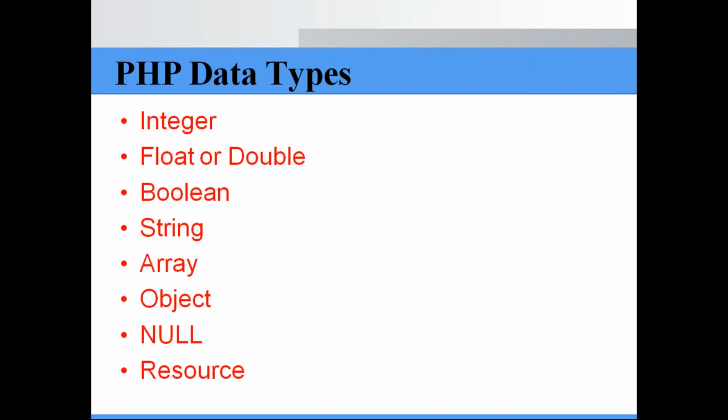Now coming to the data types. As we were discussing, while declaring variables there is no need to make use of data type names, but PHP supports some data types. You can see all these are the data types supported by PHP: integer, float or double, boolean, string, array, object, null, resource. All these are the various data types which are supported by PHP.